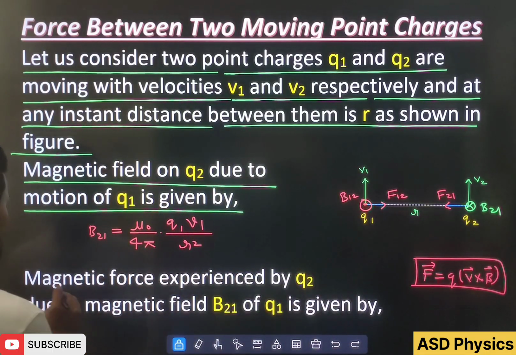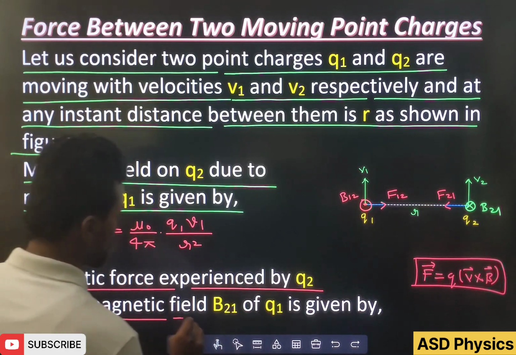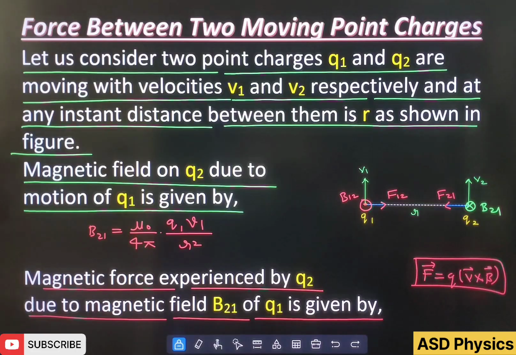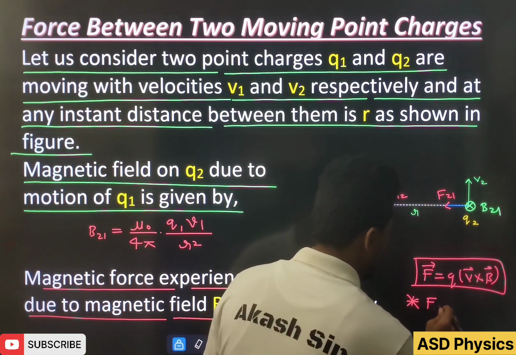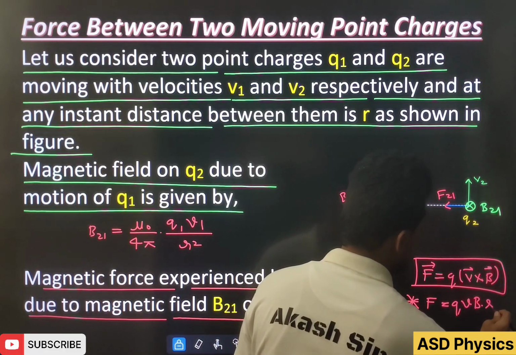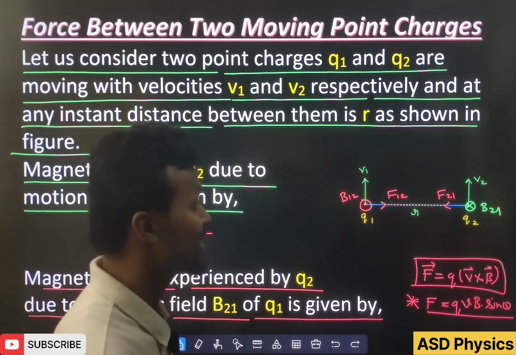Now after that, let's see here. Magnetic force experienced by Q2 due to magnetic field B21 of Q1 is given here. So for that we have to write the magnetic field expression. F equal to, remember, QVB sin theta. This is the formula. And sin theta, how much here?